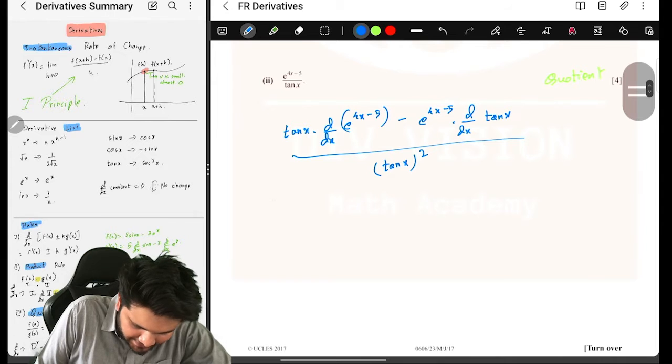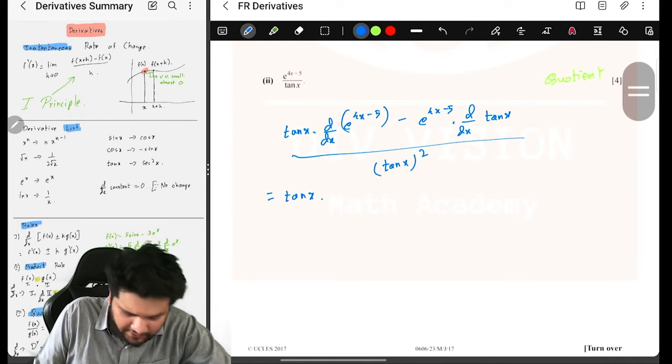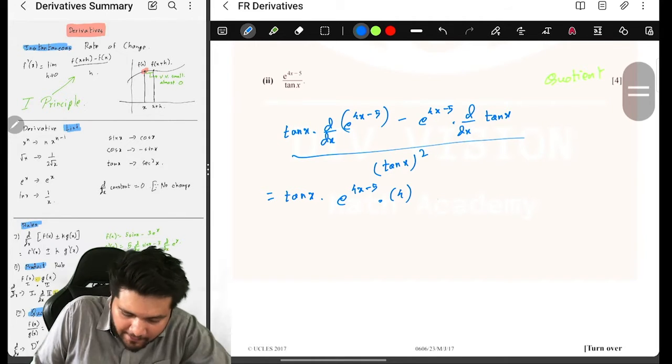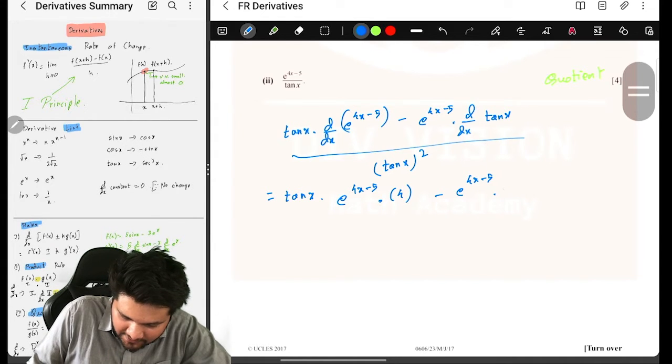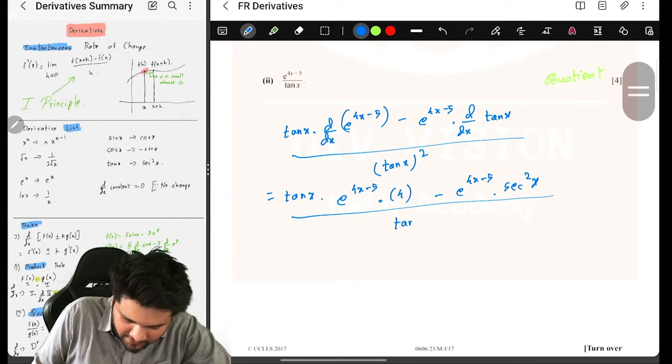So it's going to be what? It's going to be tan x into, see, you're going to make a lot of mistakes in this, so carefully do it. So derivative of e^(4x - 5), again we're going to consider e to the power of x. So derivative of e^x is nothing but e^x, which is e^(4x - 5) into derivative of whatever is inside, so it's going to be 4, minus e^(4x - 5) as it is into derivative of tan x, which is nothing but sec^2 x, upon denominator whole square, which is tan^2 x.